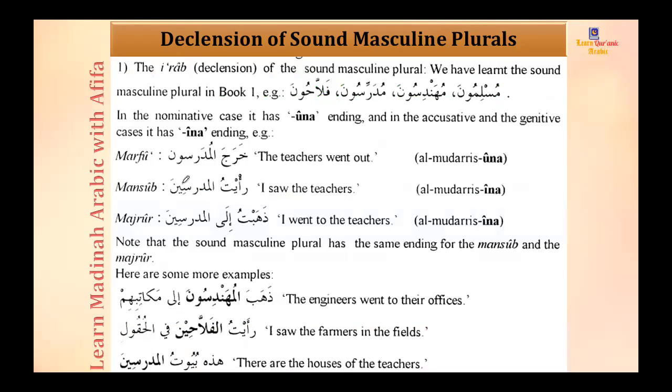So if I say kharaja al-mudarrisuna, this is a verb. Kharaja is a verb. So who went out? Kharaja means going out. The mudarrisuna, the teachers went out. So teachers is marfu. It's the subject of this verb. That's why it is marfu with a waw.